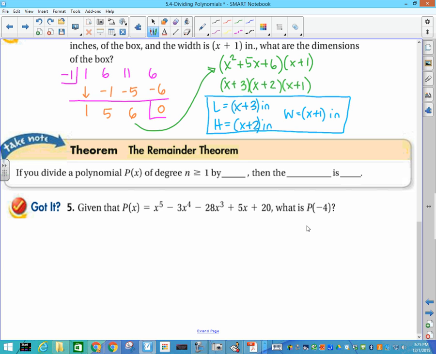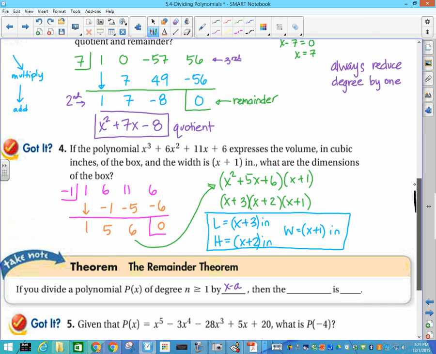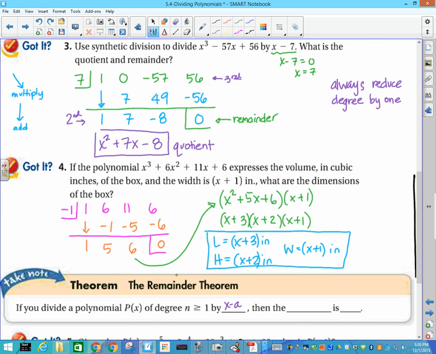Okay, last thing we have to talk about: the remainder theorem. I've been saying this to you all along so that when we get to this problem, you'll understand what it means. Basically, when you divide a polynomial of a degree bigger than 1, which we always do, by a factor of the form x minus a, like my x plus 1, or what I had up above, x minus 7, then the remainder is always equal to p of a.